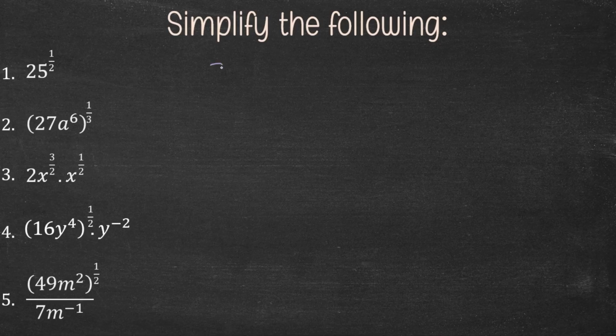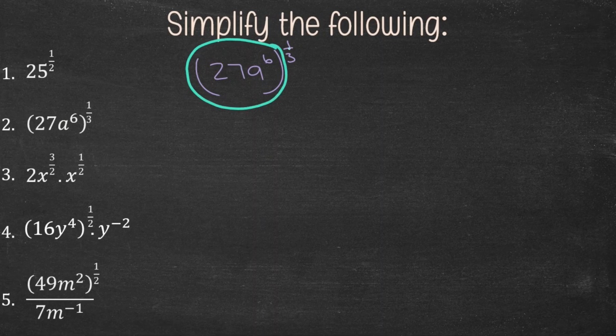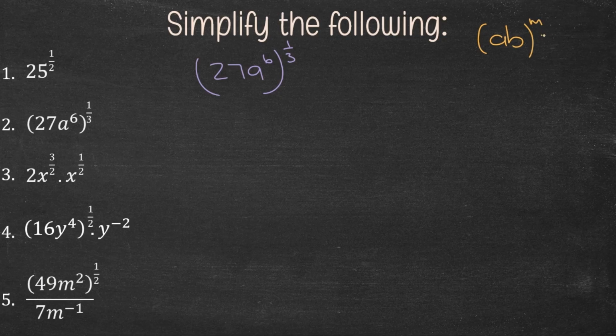Okay, number 2, we have to simplify 27a to the power of 6, all raised to the power of a third. Now, it's very important to note that this whole bracket is raised to the power of 1 over 3. And this is where we are going to apply a very important exponent law. This law says that when we have more than one factor in a bracket, and that bracket is raised to a power or an exponent, then this exponent must be applied to every factor that is inside that bracket. That means it will be a to the power of m multiplied by b to the power of m. So let's apply this law to what we have here.